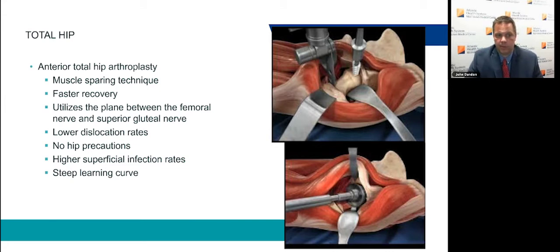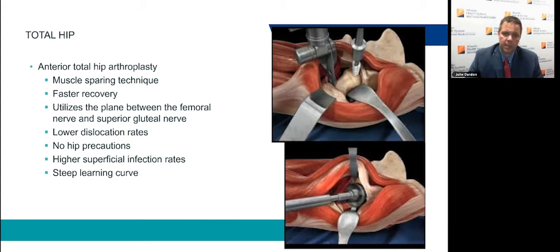We utilize the plane between the femoral nerve and the superior gluteal nerve, and we split between the muscles so we don't have to cut them. Obviously, lower dislocation rates. The advantage is no hip precautions. So you don't have to teach people hip precautions. It's a very unnatural position to have to dislocate an anterior hip. And so that's why we see the lower dislocation rates.